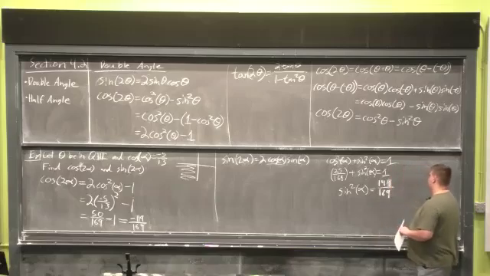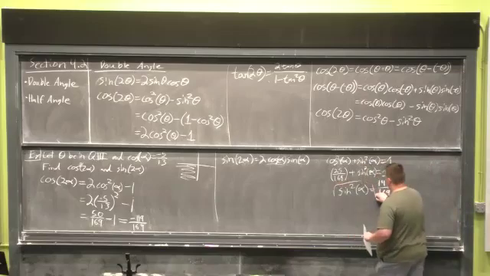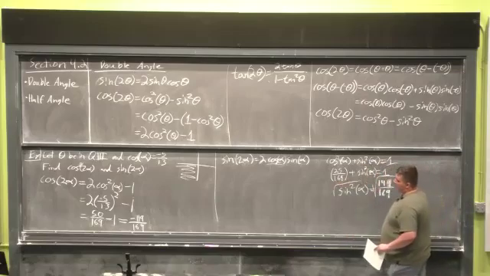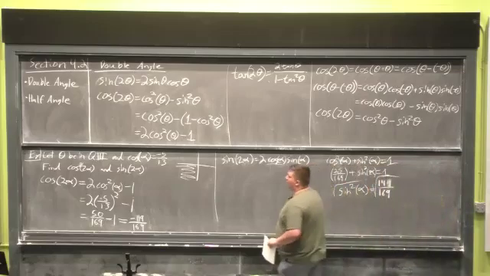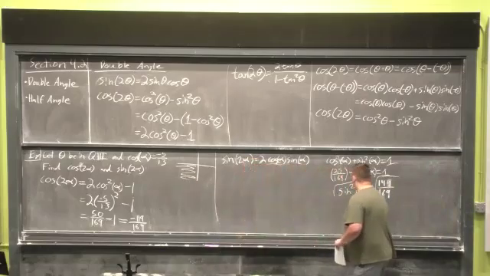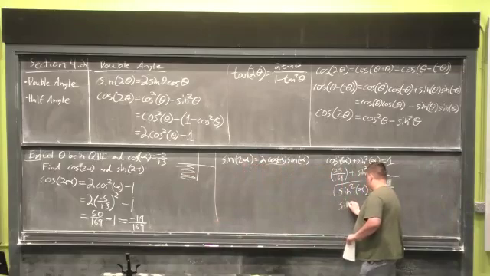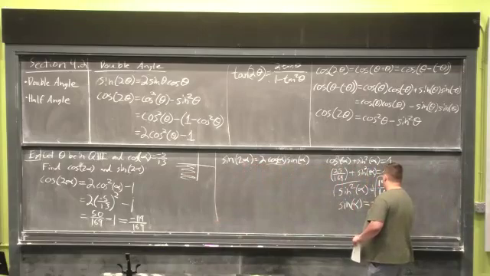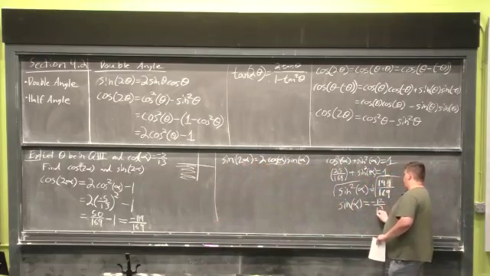144 over 169. Take the square root. And this is where it's important that we're in quadrant 3 because we want a negative answer. So we have sine of alpha equaling negative 12 over 13.